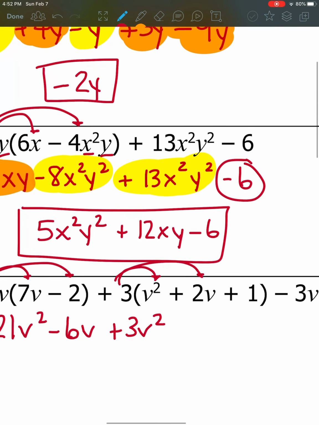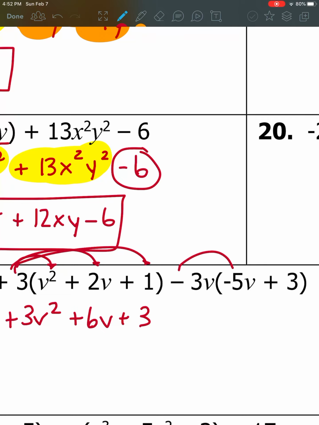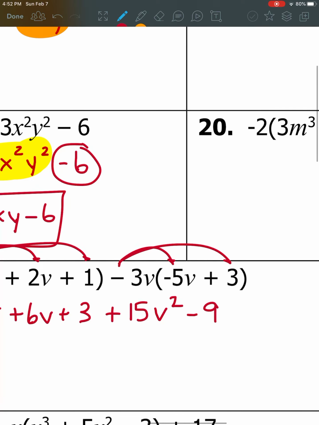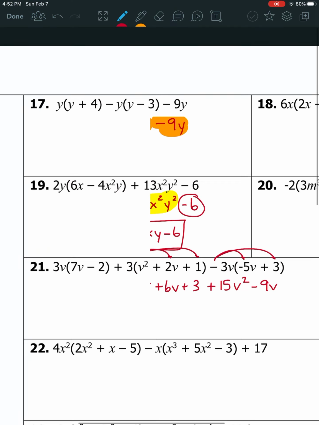Positive 3 to the 2v. And a positive 3 to the 1. And then the last one, we're distributing it again. Negative times a negative switches to a positive 15, and then v times v, so v squared. Negative times a negative, so we get negative 9v. So there was the first step.